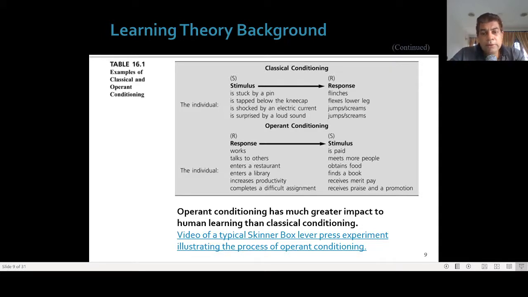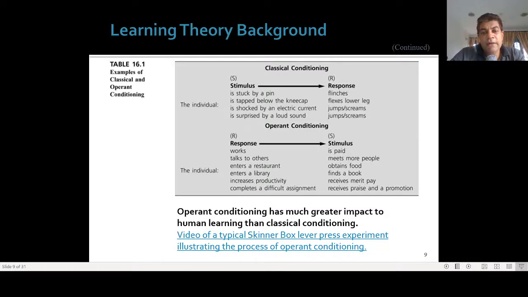But you work without the stimulus, and you get the stimulus later. That is because operant conditioning involves more learning than classical conditioning. So there is more involvement of learning in operant conditioning.